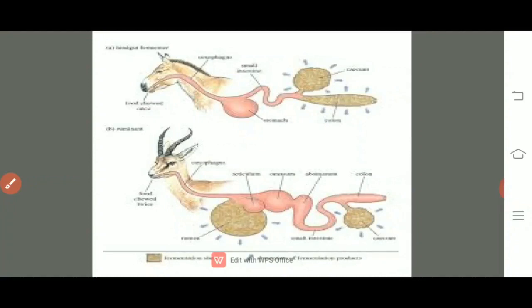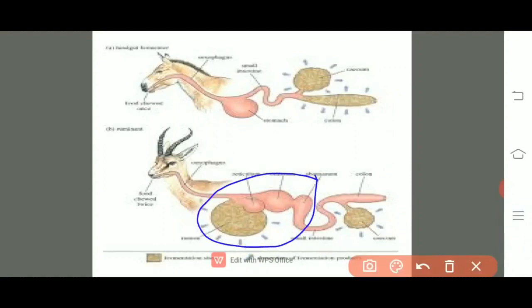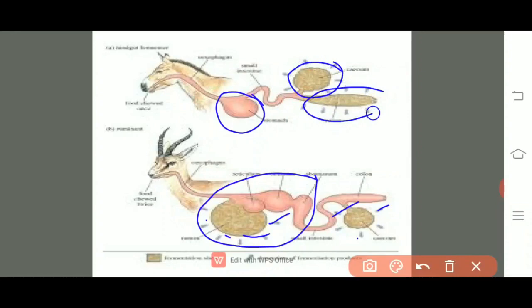Then, if you compare the digestive system of hindgut fermenters with the ruminants, in the ruminants we will see 4 chambers, and in all the regions absorption and digestion take place. But here there is only one chamber. The digestion of cellulose takes place in the caecum as well as the colon regions. This we should remember.